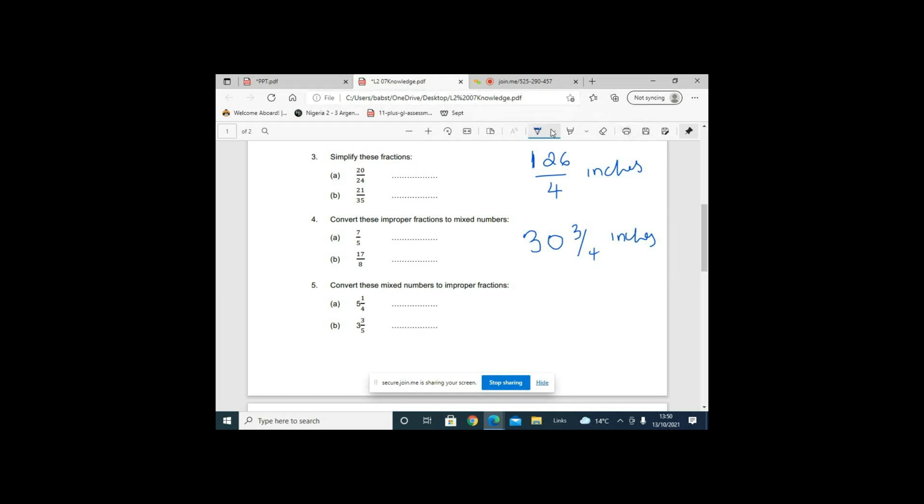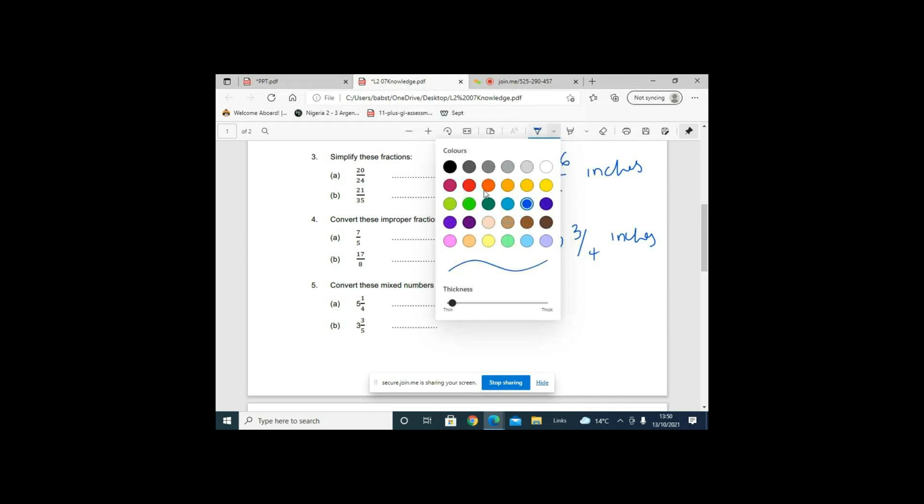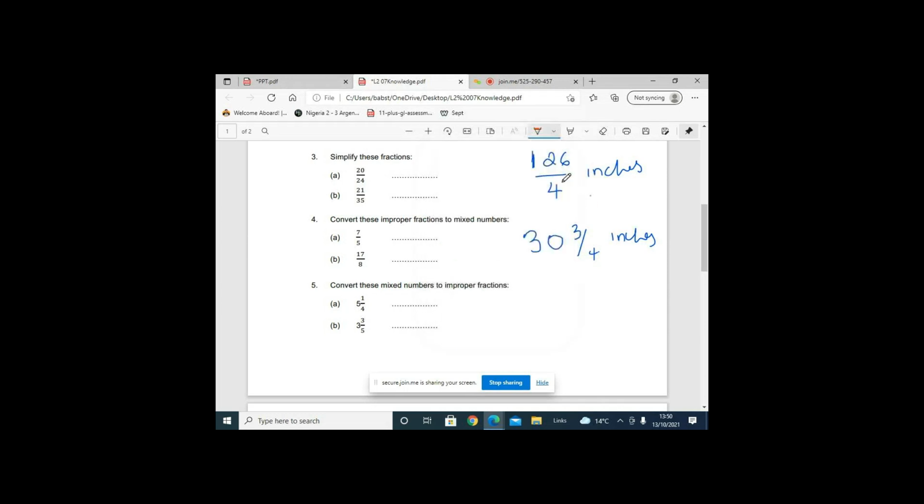So what will you do? You compare the two of them together. It must be at least these inches, and you now build this. Is this one large enough? You have to compare this one to this. To compare, you have to change it to an improper fraction. 4 times 30 is 120. 120 plus 3 is going to be 123 over 4. Is it large enough?